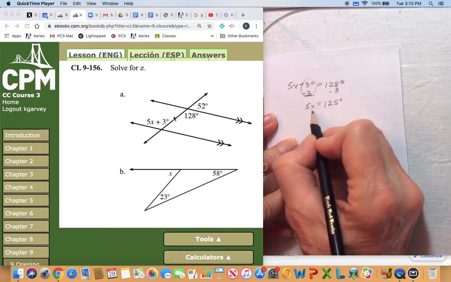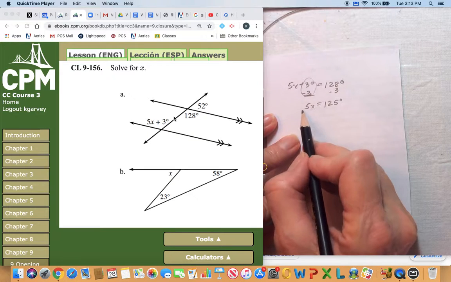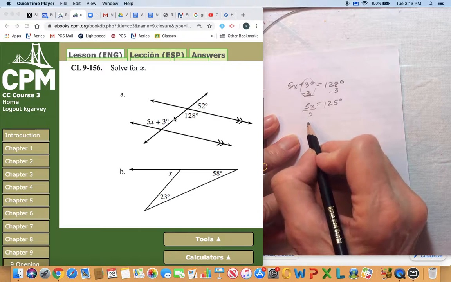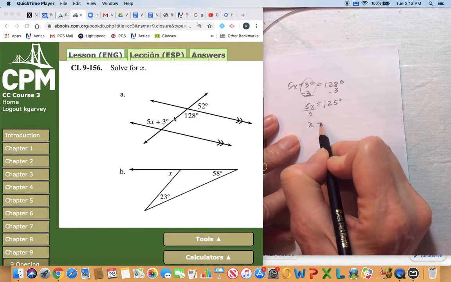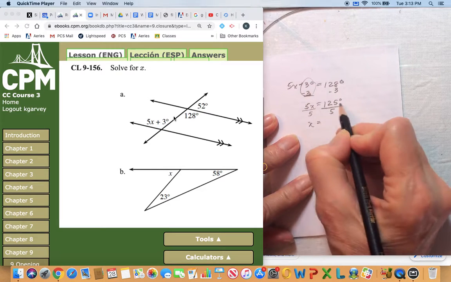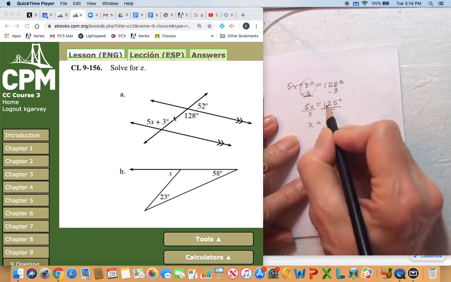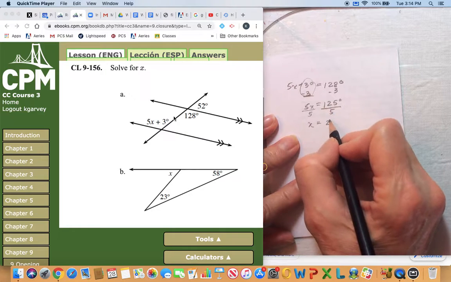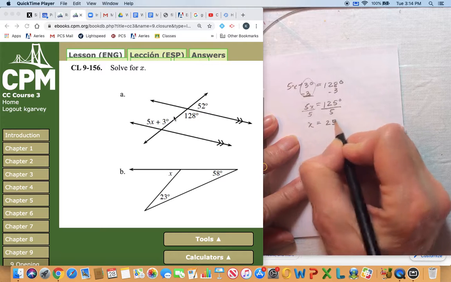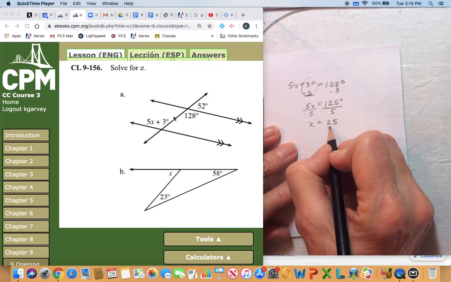So now we need to get x to be just 1x. So if we divide by 5, 5 over 5 is 1. So we just have 1x here. And we need to do the same thing on this side. So 125 divided by 5 is, let's see, 5 goes into 10 2 times, 5 goes into 25 5 times. So x is equal to 25.